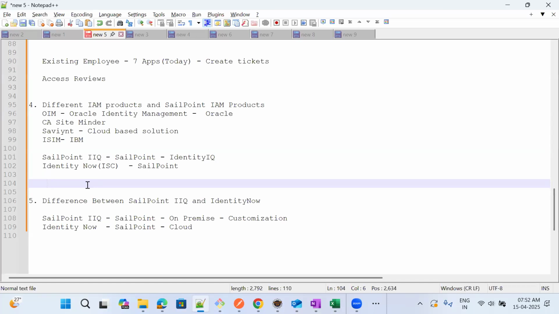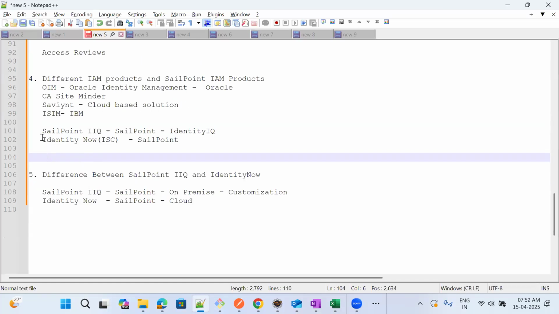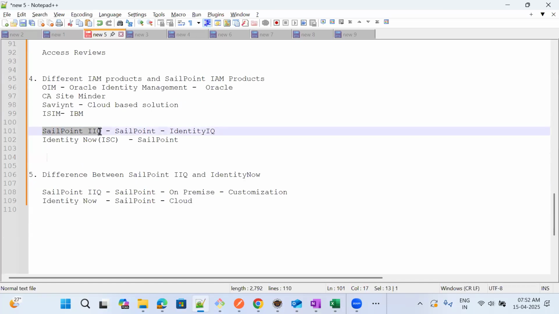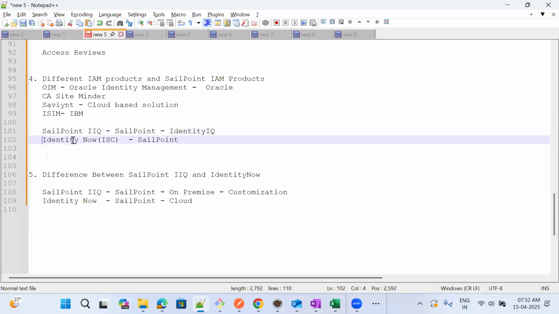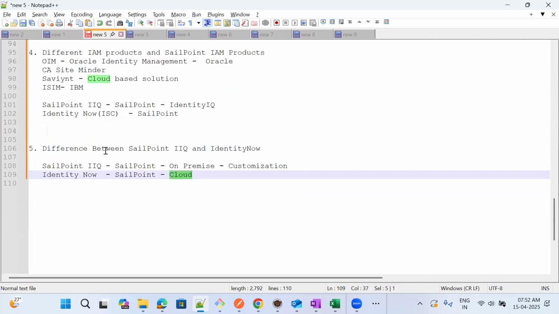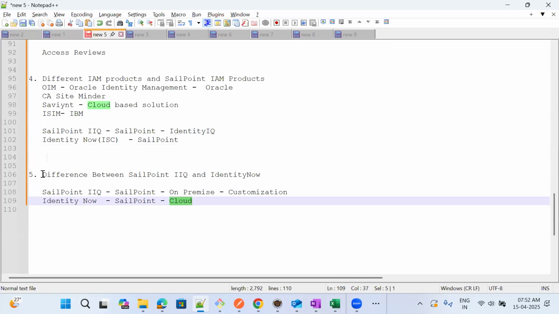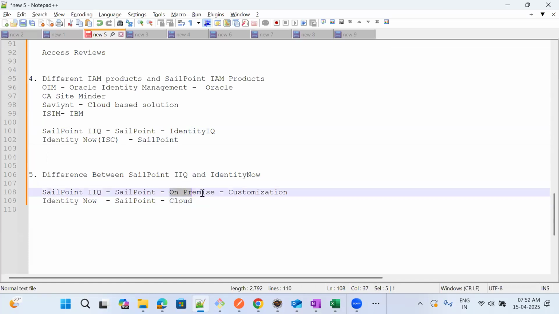So let's understand that in detail. As you mentioned, one of the major differences between SailPoint IIQ and SailPoint Identity Now is that SailPoint IIQ is an on-premise application, whereas Identity Now or Identity Security Cloud is a cloud-based solution. Okay. So let's understand the difference between these two. And before that, let's understand what we mean by on-premise and what we mean by cloud.